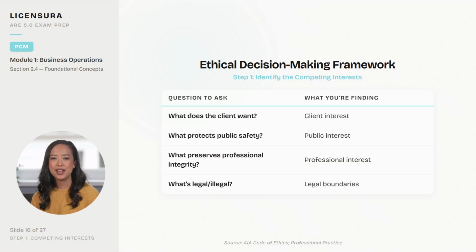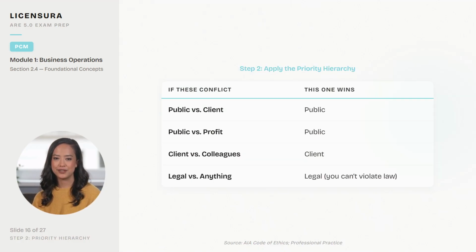Step 2. Apply the priority hierarchy we just learned. If public interest conflicts with client interest, public wins. If public conflicts with your profit motive, public wins. If client interests conflict with colleague relationships, client wins. And if something is illegal, legality wins against everything. You can't violate the law no matter who's asking or what the justification is.